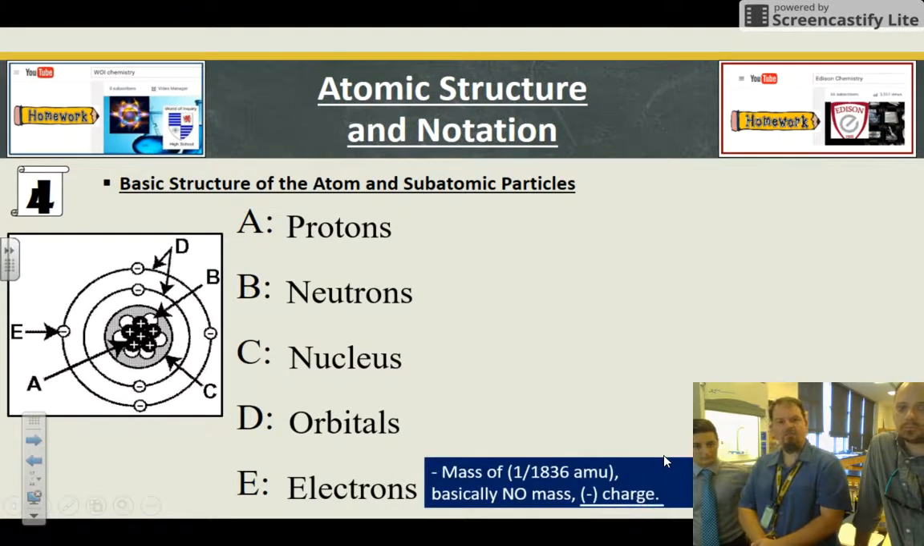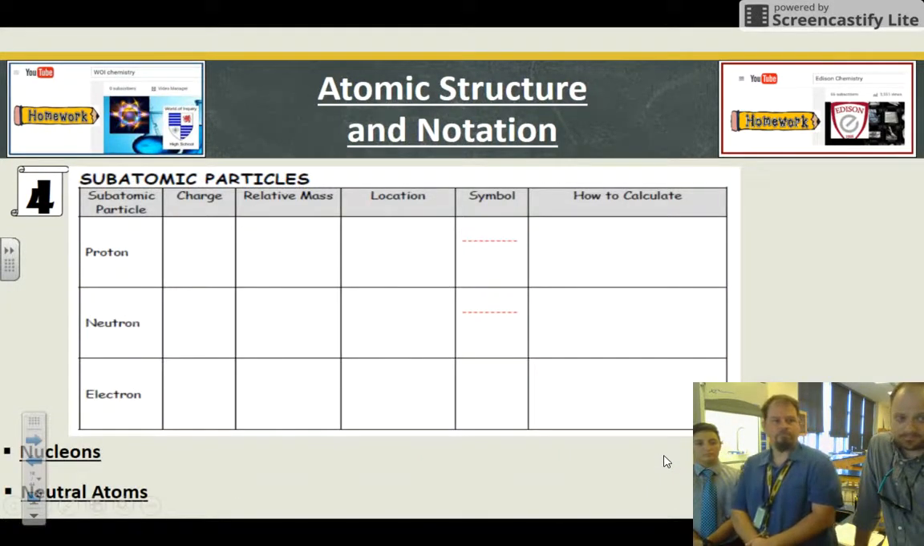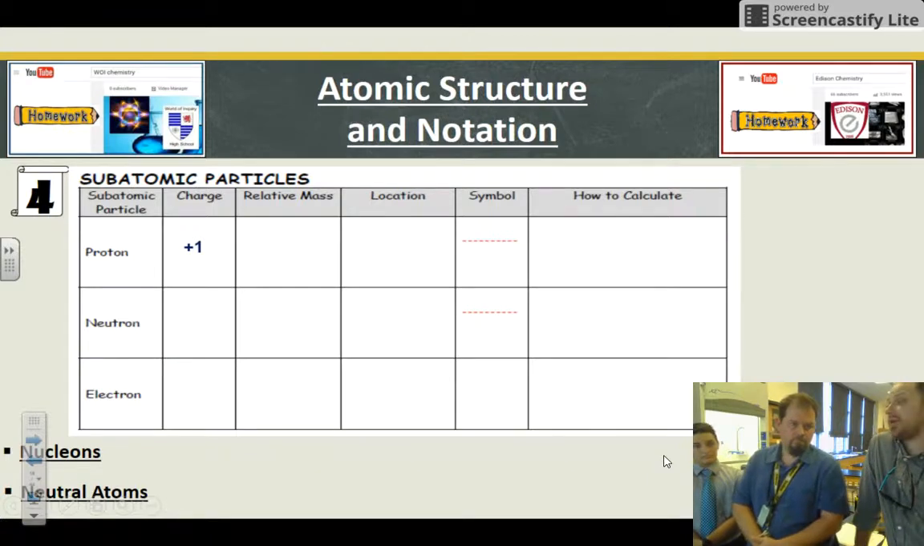They have virtually no mass. It's so little, we'd say they have no mass, but they do have charge. So, just in recap, remember, protons have both mass and charge. Neutrons have only mass. Electrons have only charge. So that's why protons are the key. Now, here's a basic breakdown of my 3 favorite subatomic particles.